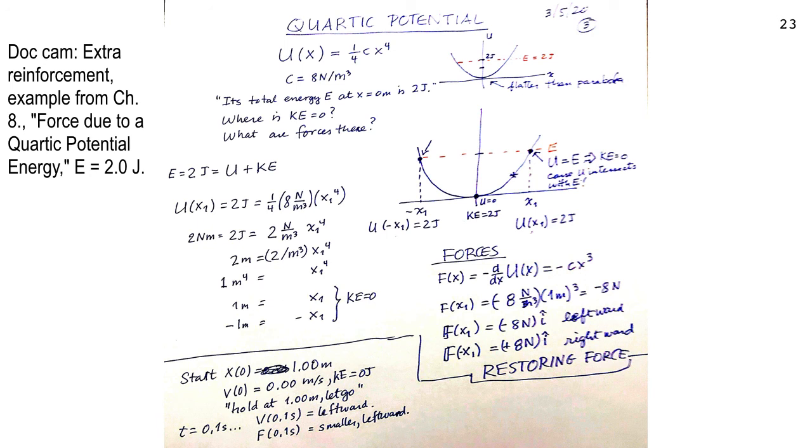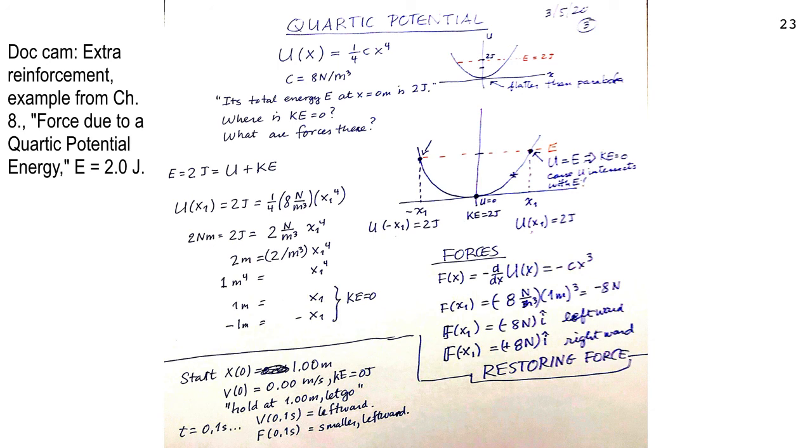All right, the force at position X is equal to minus d by dx of U of x. So that's equal to minus C x cubed. All right. So F of X1, at 1 meter, is equal to minus 8 newtons per meter cubed, there's my C value, times the quantity 1 meter cubed. So this is equal to minus 8 newtons. And notice that my minus sign here means left. So I could write it this way: F of X1 is equal to minus 8 newtons times i hat.